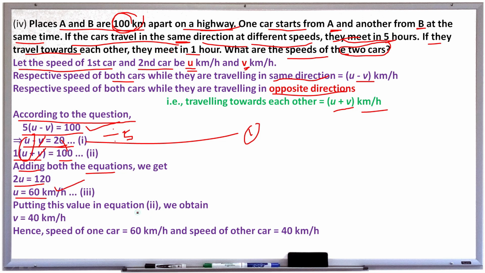Putting this value in equation number 2, you put the value, v will get, v is equal to 40 km per hour. So the speed of one car is 60 km per hour and speed of another car is 40 km per hour.